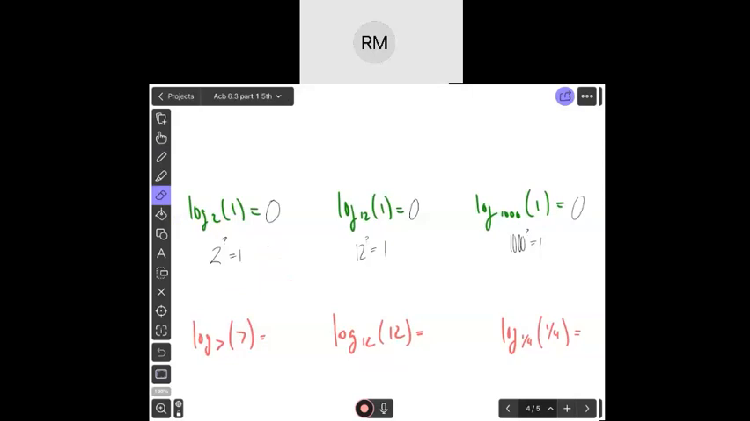Yeah, Claire's saying log of 1 is always 0. Right? If the argument is 1, the answer is 0 for everything. Okay?